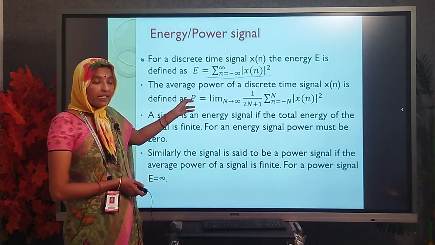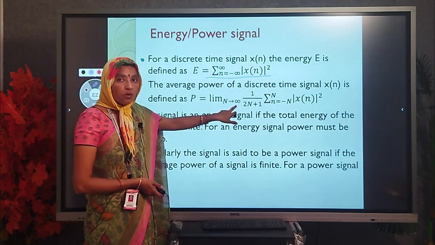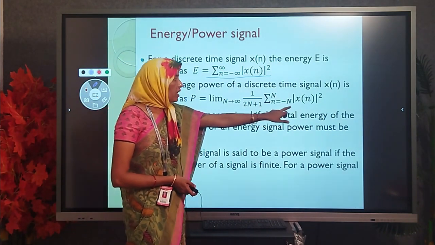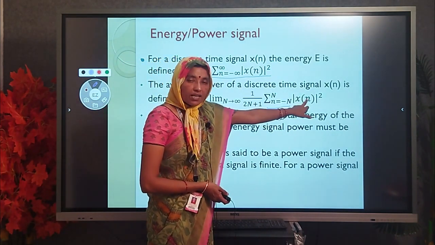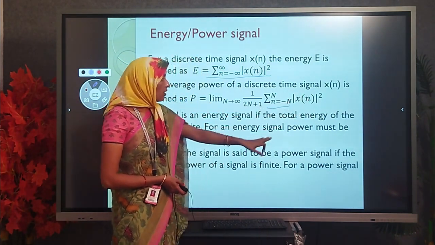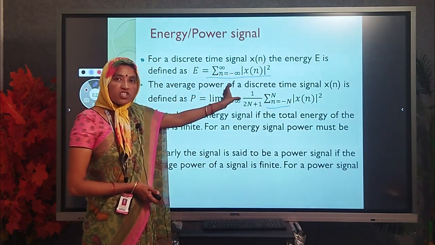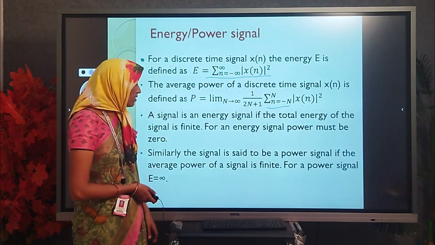And how to calculate the average power? Average power equals limit n tends to infinity 1 by 2n plus 1 summation of n equal to minus n to n modulus of x of n whole square. Okay, so by using these two formulas we can find the energy as well as the power.